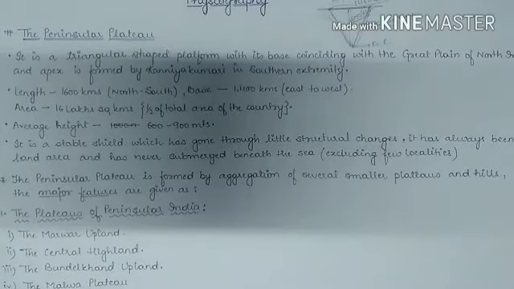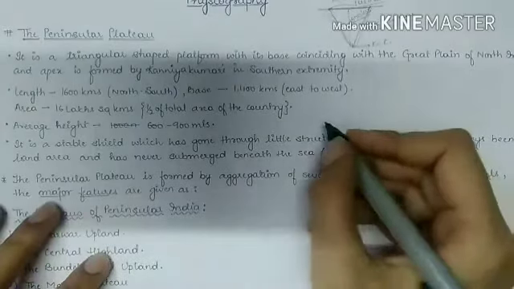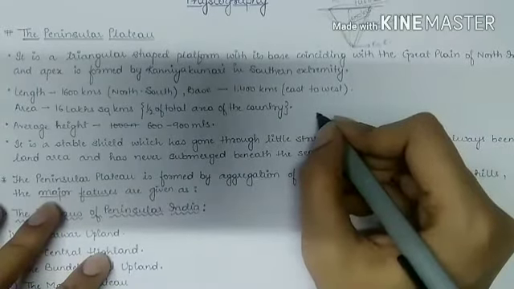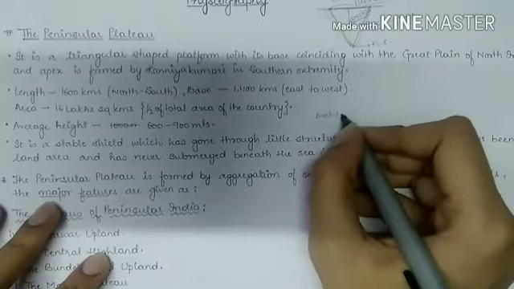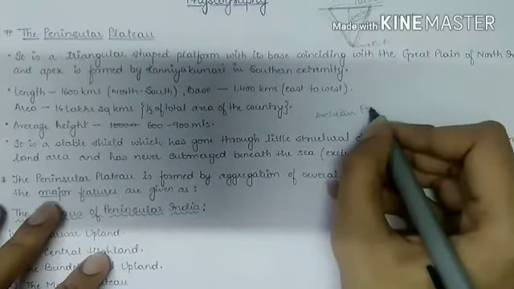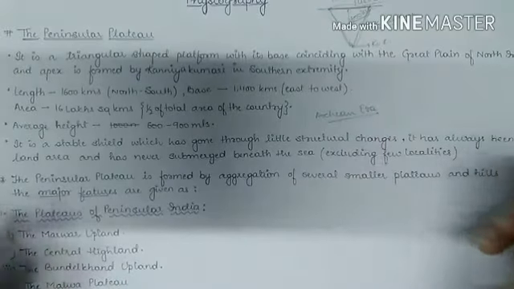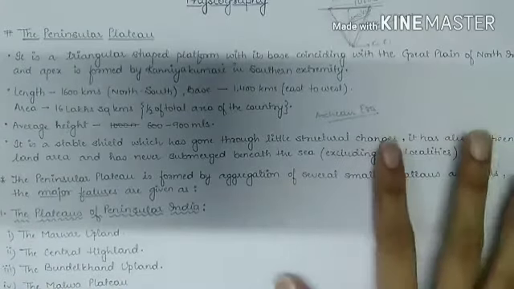Now, as we all know, the Peninsular Plateau is an ancient tabular block which is composed mostly of Archean gneiss and schist. So it is composed of rocks of the Archean era. All the Archean gneisses and schists are in it.